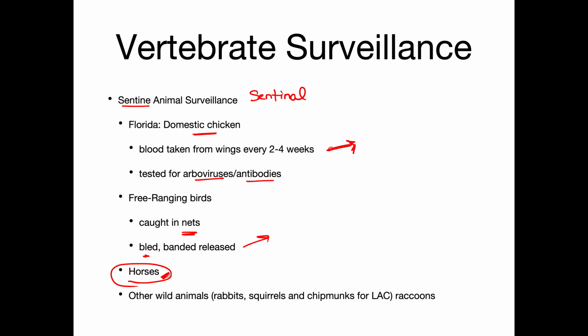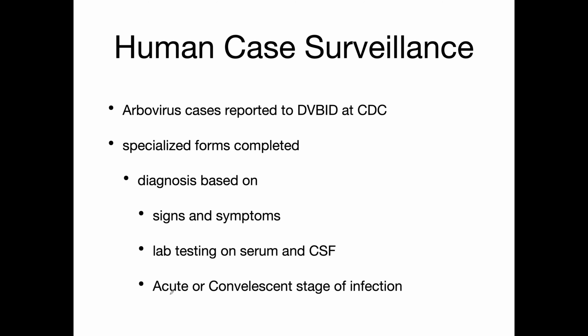So horses are very often surveilled for mosquito diseases. Now, if human arboviruses are reported, it's reported to the DVBID. I've got to remember what that means. That's the Division of Vector-Borne Infectious Diseases at the Centers for Disease Control. There are a bunch of specialized forms that have to be completed.